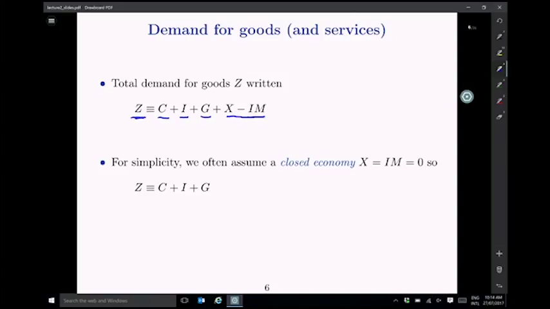Notice that we'll introduce a few equations, but this one is an identity in the sense that we define aggregate demand in this way. It's defined as the sum of consumption demand, investment demand, government spending, and net export. And in what follows, as I said, we start from a closed economy. We don't want imports and exports to complicate things for now. We assume that exports equal imports equal zero, so that aggregate demand is the sum of consumption, investment, and government spending.